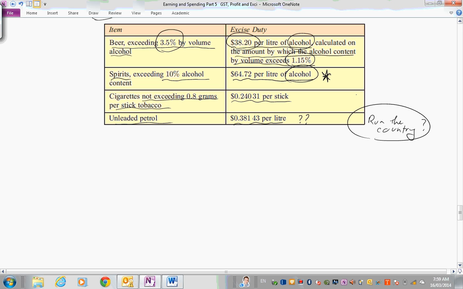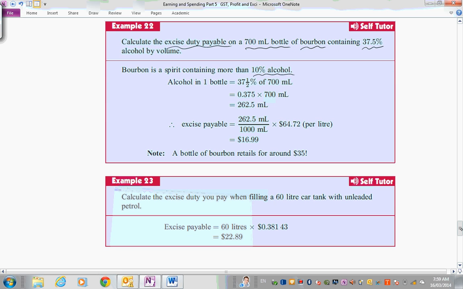Okay, so as with all the tables we've been doing in all these presentations, you've got to find which one applies. Okay, so $64.72 per litre. But we better find out the alcohol in one bottle. 37.5% by volume of alcohol, 700ml bottle. So it would be 262.5 mils of alcohol. So we've got to take that as a portion of a litre. What fraction of a litre have we got? And then we multiply by the cost per litre, or the charge per litre. So don't forget, it's not per mil. You must make the mils a fraction of 1 litre, because that's the basic measurement that they're charging for. $64.72 a litre. So the excise is $16.99.